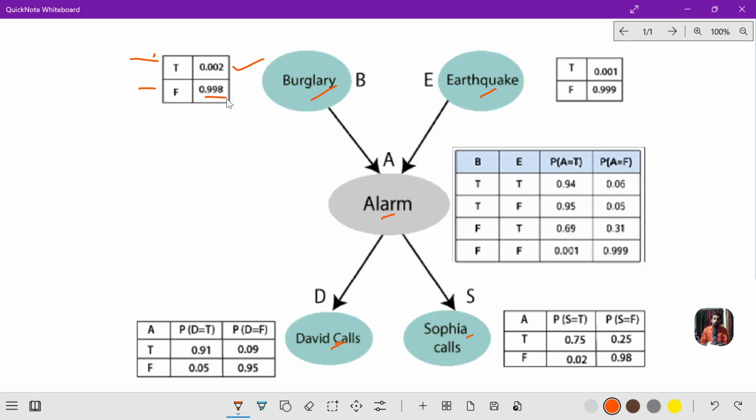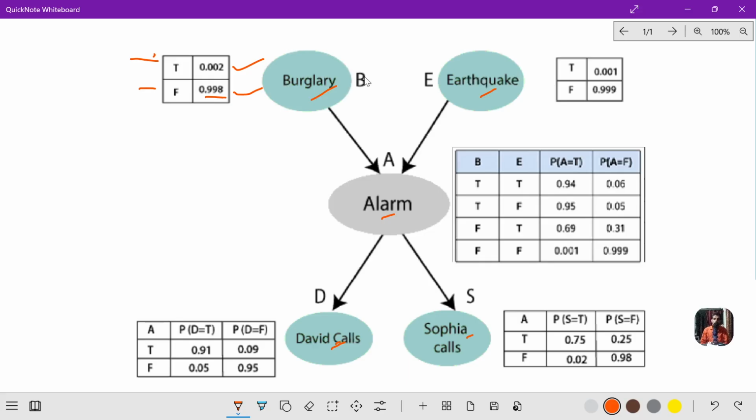This means burglary usually does not occur. So the burglary is a rare independent event. This is called a burglary. The second one is the earthquake.